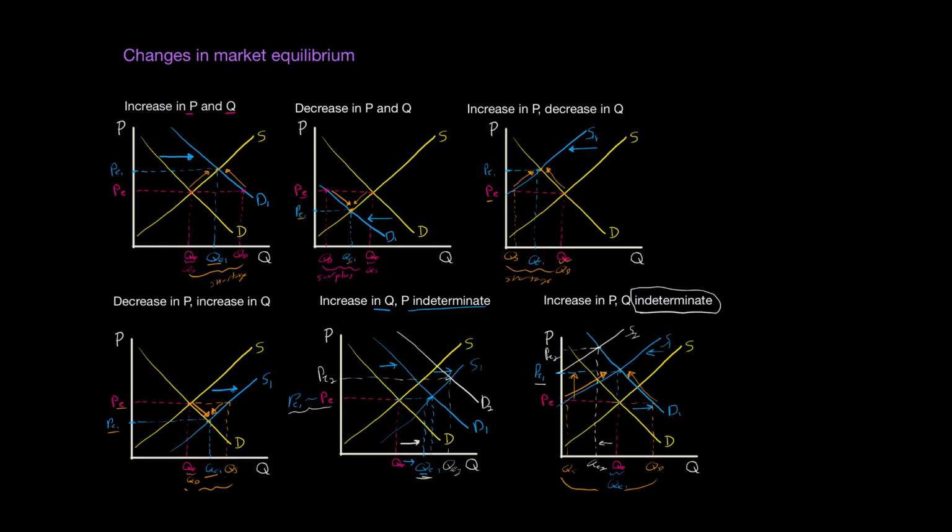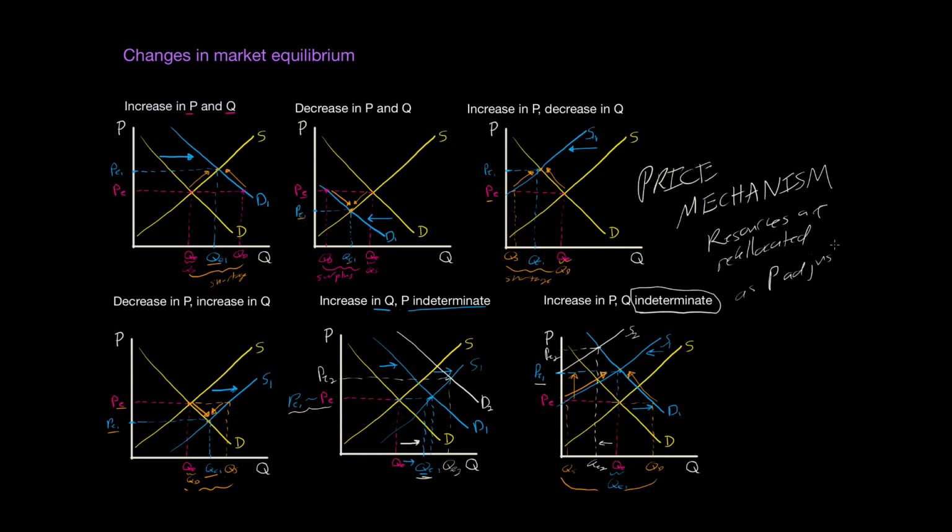So in this video, we went through several different scenarios in which the equilibrium in a market changes. We talked about how changes in demand or supply can create temporary shortages or surpluses, but through the price mechanism, that's the term we really use for how markets allocate resources, resources will be reallocated, so we can say resources are reallocated as price adjusts to any changes in demand or supply. Price mechanism.